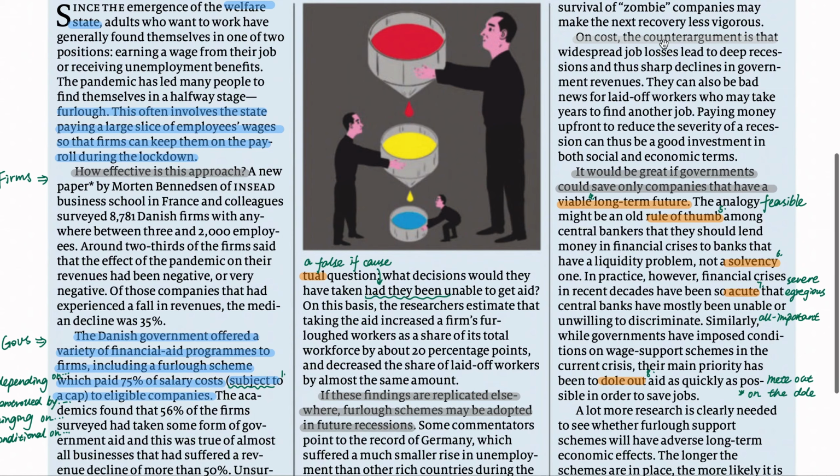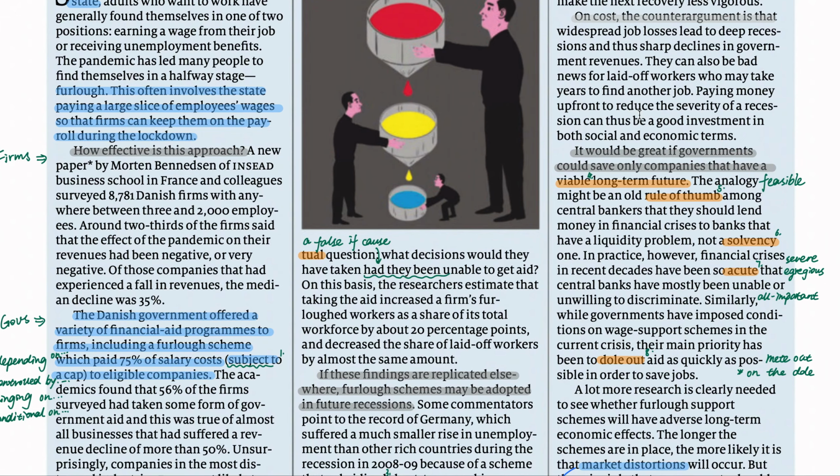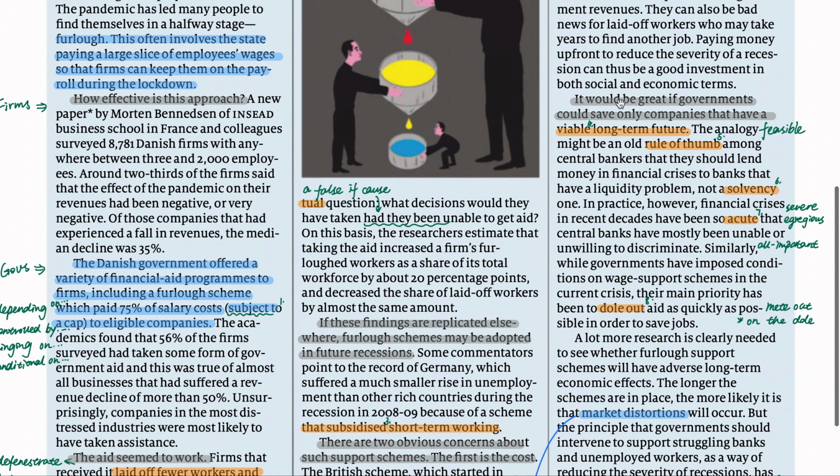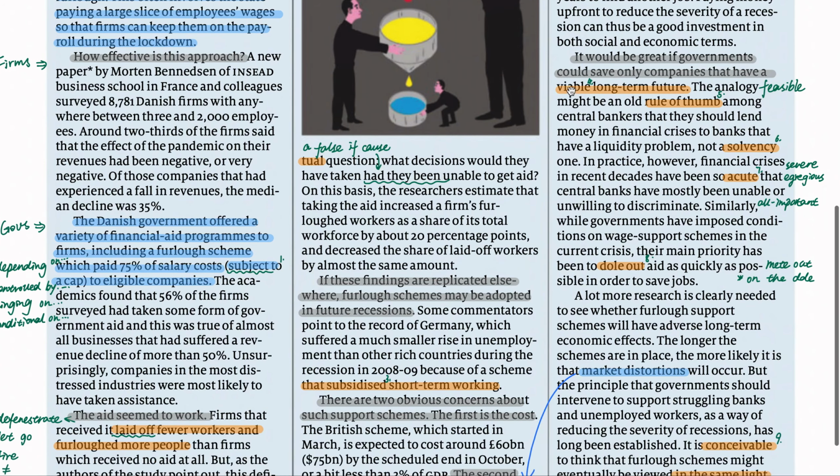On cost, the counter-arguments, so we see the word counter again as a prefix. Counterfactual and counter-arguments is that widespread job losses lead to deep recessions and thus sharp decline in government revenues. This is one of the counter-arguments. And the second one being, it would be great if governments could save only companies that have a viable long-term future. Viable means feasible, have a possibility to succeed. Next one, long-term future. Well, it's like a prospect.